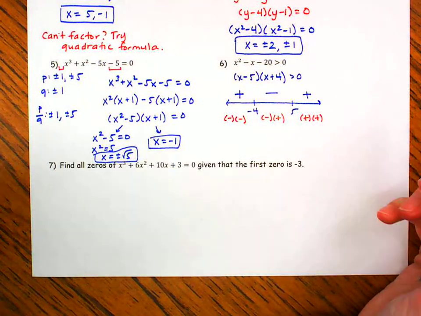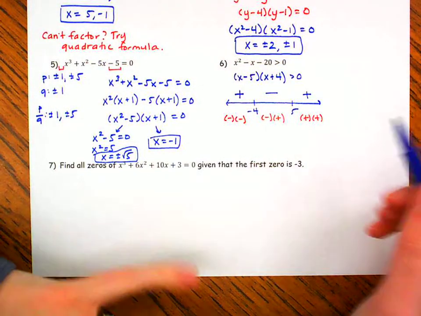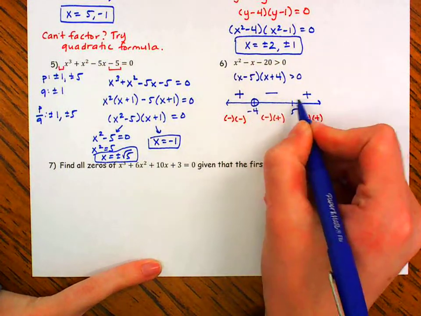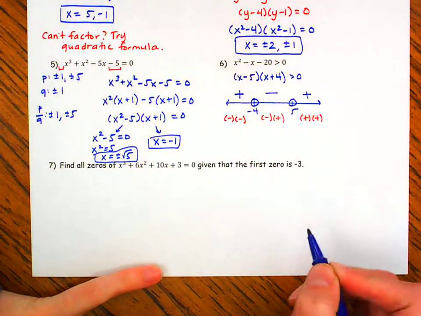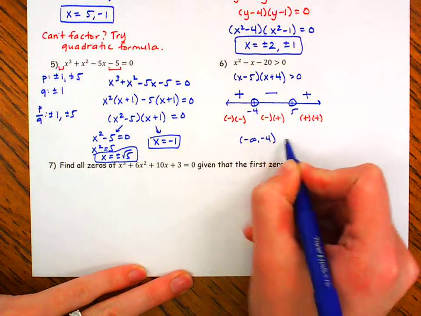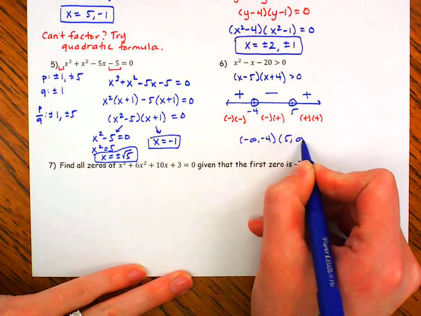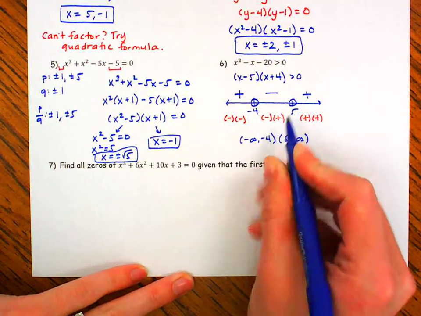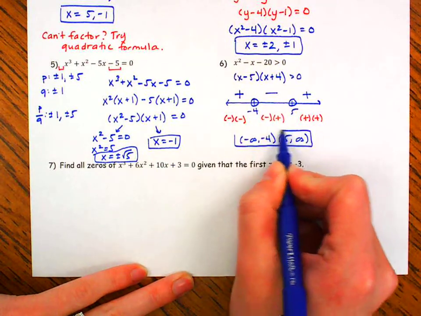So remember, this problem's asking me, I want all the places where this is greater than 0. We want to think about whether or not we include these. Since there's no equal sign, we don't fill them in. So I'm going to go all the way from negative infinity until negative 4, and then I'm going to pick back up at 5 and go to infinity. Again, I don't include these values because there wasn't an equal sign in the inequality.